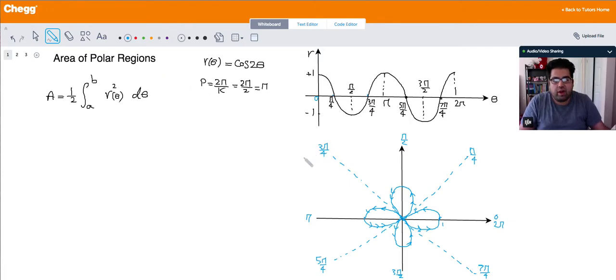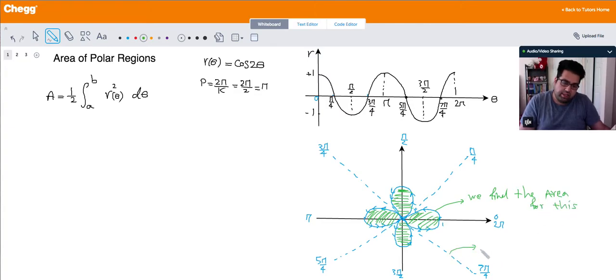Now we are going to find the area enclosed by these graphs. As you see, we have 4 loops. Each loop basically covers 1/4 of the plane. So it's really easy to find the area of one loop and then multiply it by 4, because it's totally symmetric and they all have the same area. So what I'm going to do is find the area of this one, and then we multiply it by 4.